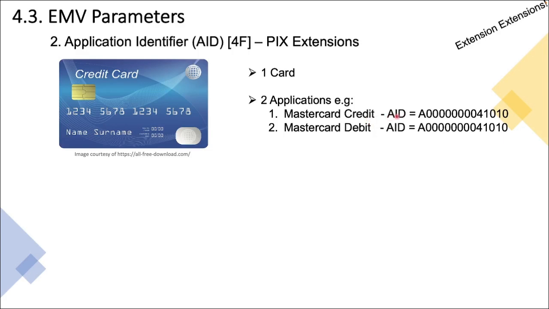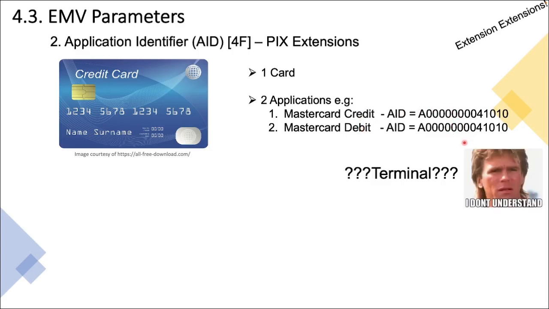Okay, and the AID for this is A8041010. The second application that lives on the same card is a MasterCard debit application. Okay, and the AID for MasterCard debit is A8041010. Do you spot the problem here? Even though we've got two different product types, the AIDs look exactly the same. So this now starts to get confusing for the terminal. It starts to get confusing for the people having to use a terminal.